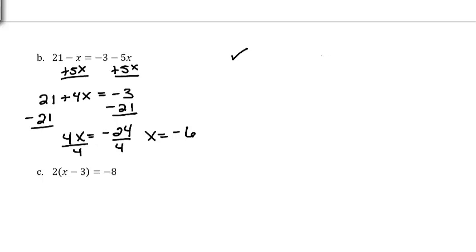Now we want to check. And so again, I'm going to write down the shell. So I have 21 minus, I'm going to do an empty parentheses for the x, and it's equal to negative 3 minus 5, and then an empty parenthesis again for what I got for x. So I want to know, is this true when I replace the x with negative 6? And so I'm going to add my question mark above the equal sign because I'm trying to determine if this is true or not.